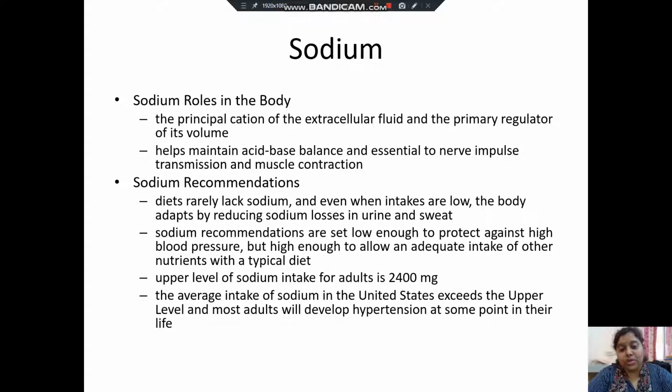Now sodium recommendations. Diets rarely lack sodium, and even when intakes are low, the body adapts by reducing sodium losses in urine and sweat. Sodium recommendations are set low enough to protect against high blood pressure, but high enough to allow an adequate intake of other nutrients with a typical diet. The upper level of sodium intake for adults is 2400 mg. The average intake of sodium in the United States exceeds the upper level, and most adults will develop hypertension at some point in their life.